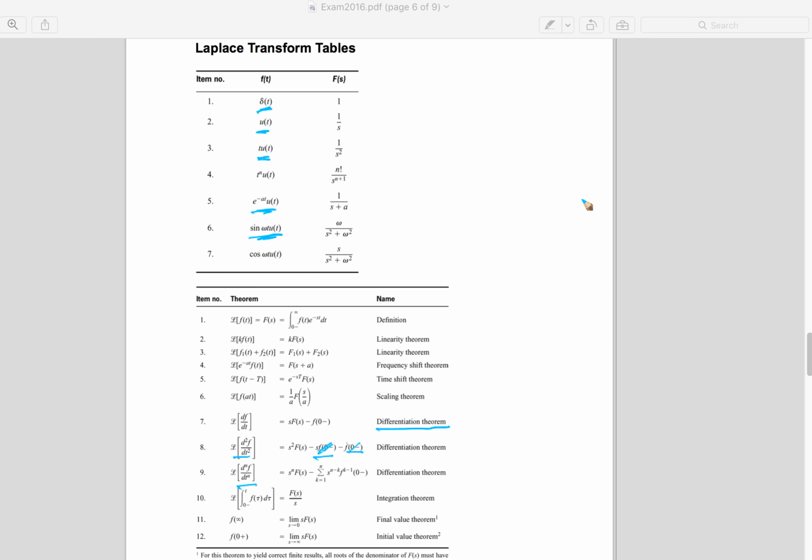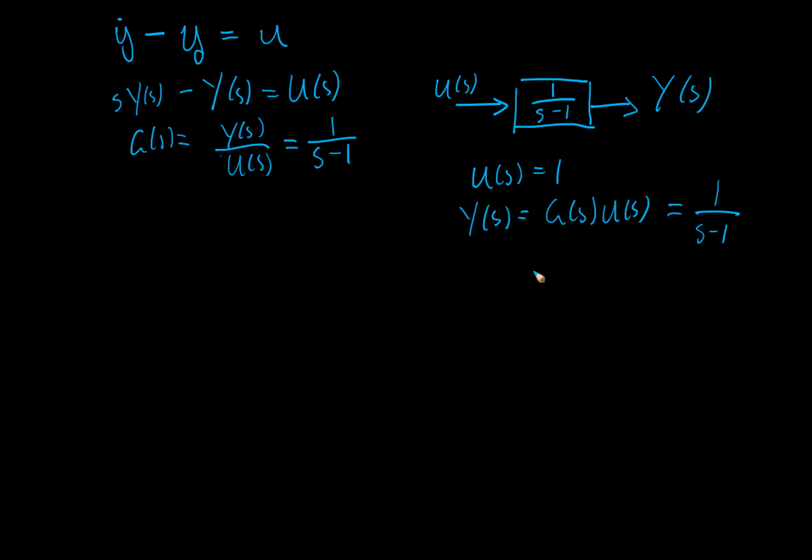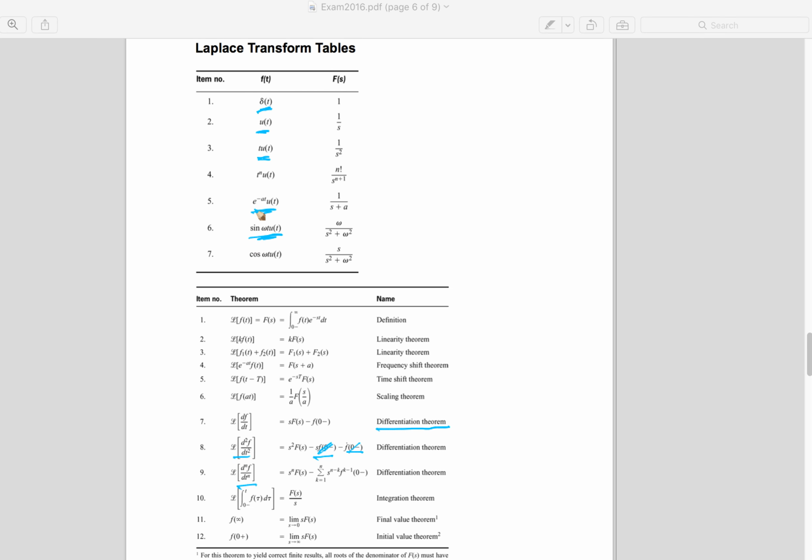And then I would look back at my Laplace transform tables and see, can I go backwards? So I'd look down on my Laplace transform side and say, do any of these look familiar? And well, 1 over s plus a looks right, but a is going to be equal to minus 1 here. So this is 1 over s plus a with a equals minus 1. And so we've got e to the minus at times u of t.